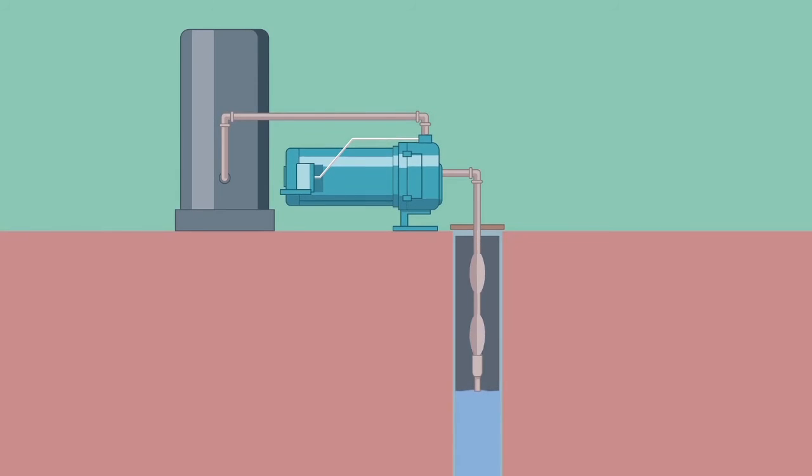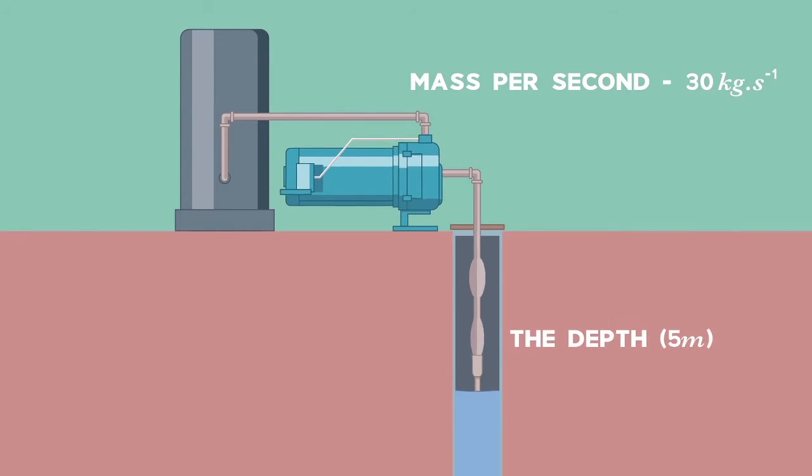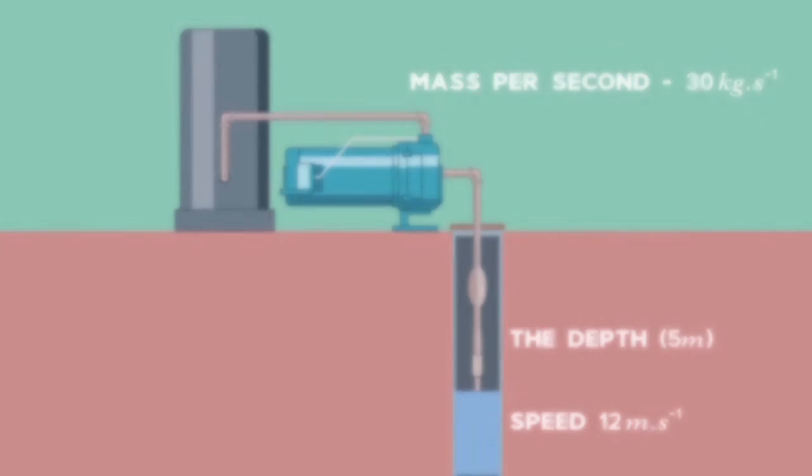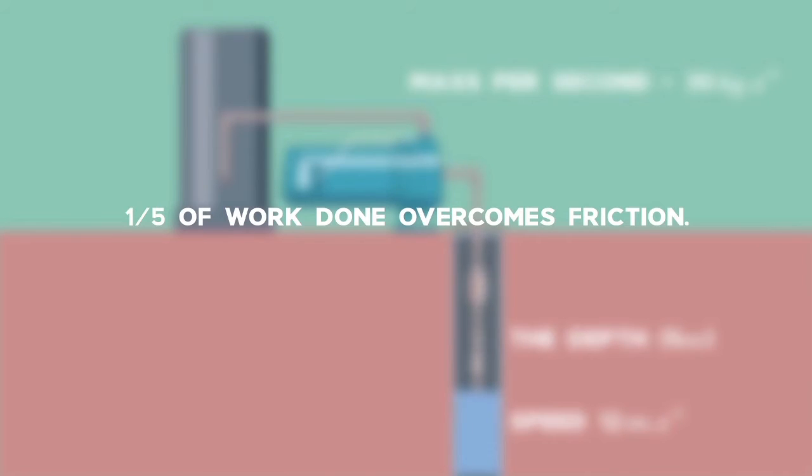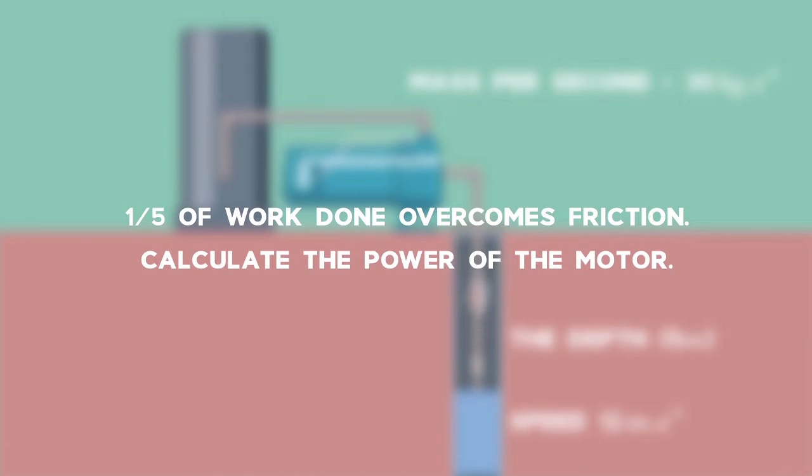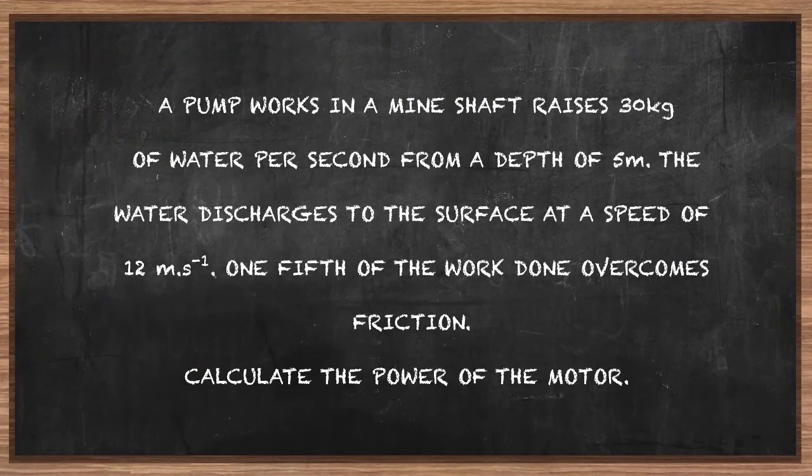A pump works in a mine shaft and raises 30 kilograms of water per second from a depth of 5 meters. The water discharges to the surface at a speed of 12 meters a second. 1/5 of the work done by the pump motor overcomes frictional forces. Calculate the power of the motor. You may like to pause the video while you solve the problem for yourself before seeing the solution.